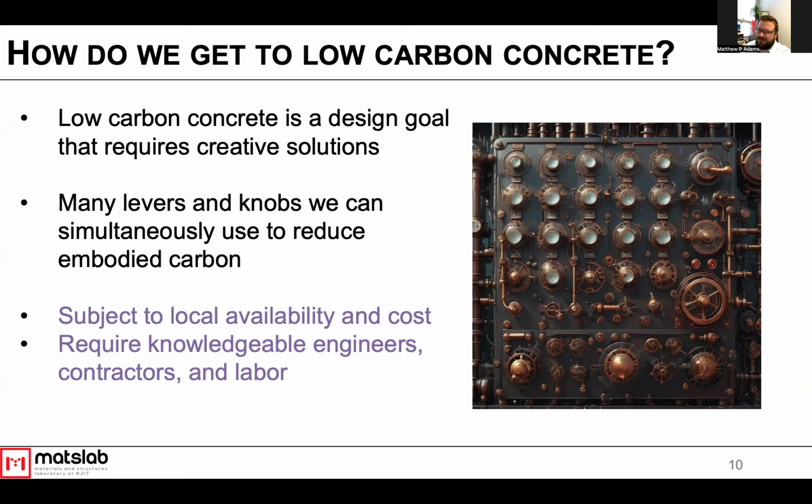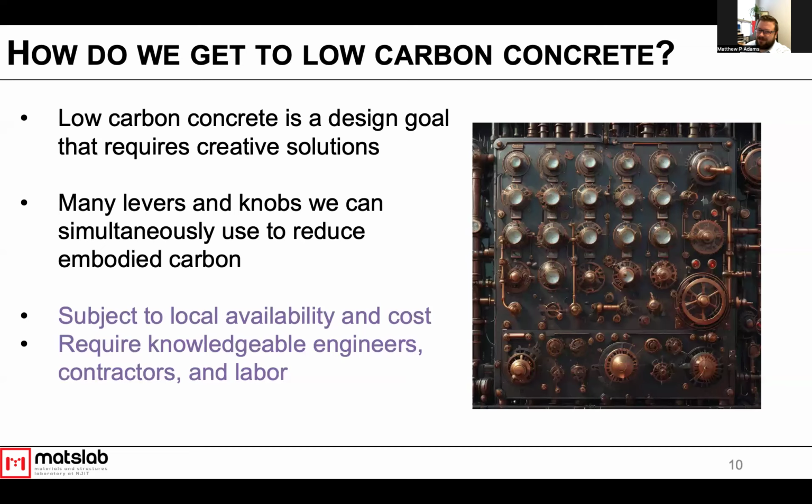Some materials are available only in some locations. So, for example, LC3 or limestone calcine clay cement systems are available in much of the world, but we don't have them here in the US yet. We have quite a bit of fly ash here in the US, and that's not necessarily available in other parts of the world, right? So, what is available to you is going to be dependent on your locality, and then also what you can use is going to be dependent on cost and what sort of cost you can absorb.